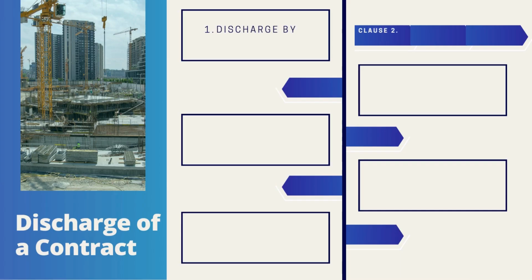Discharge by performance occurs when both parties have fulfilled their contractual obligations. In the construction industry, this may occur when the contractor completes the project according to the agreed upon specifications and the employer pays the agreed upon amount. For example, Clause 2.1 of the PAM Contract 2006 states that the contractor shall carry out and complete the works in accordance with the contract. Once the contractor has completed the works, the contract is discharged by performance.